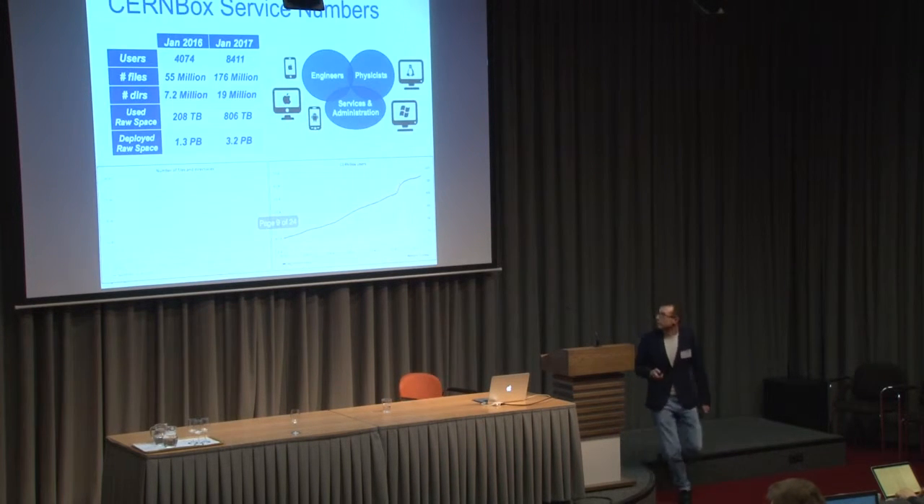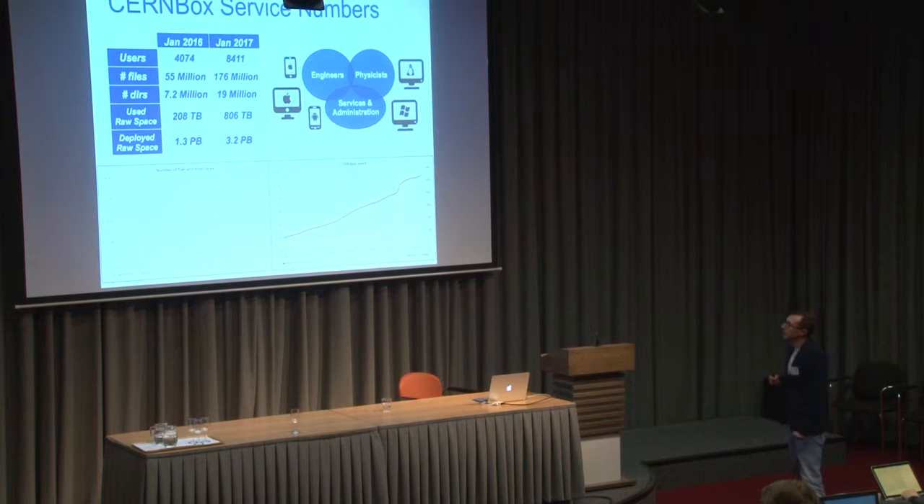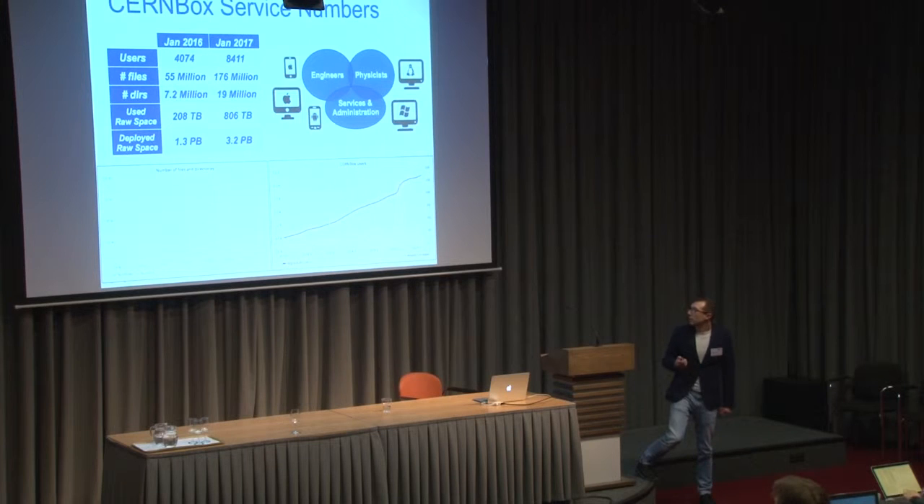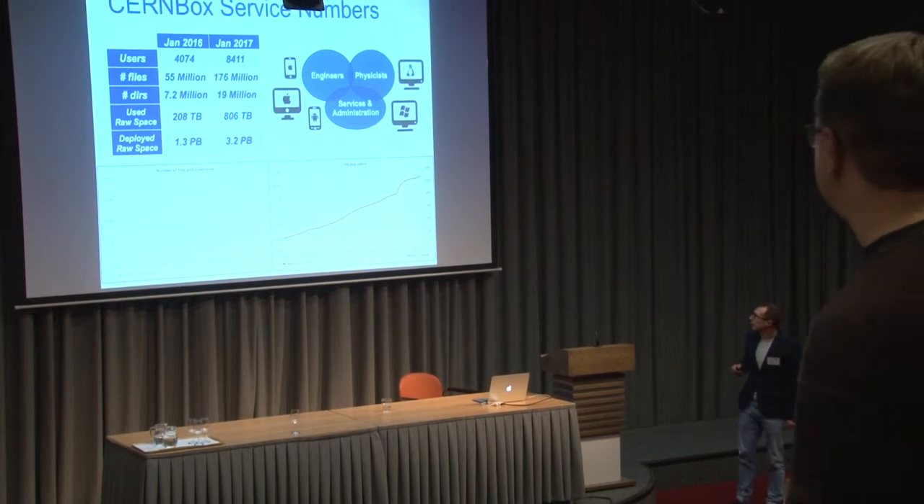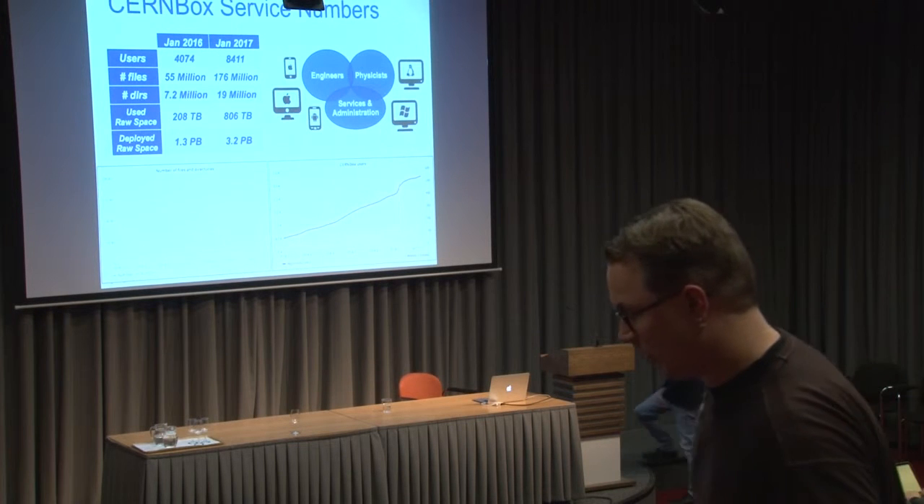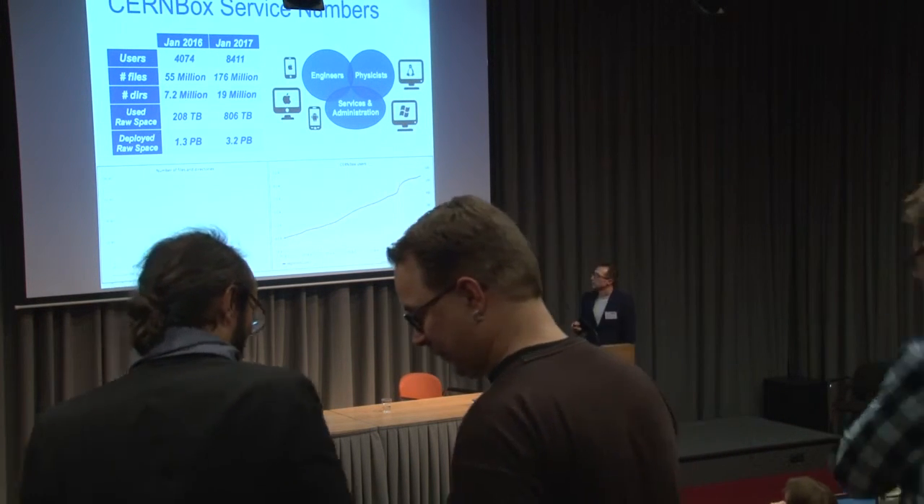So our community. Last year, when we presented, we had 4,000 registered users on the system. Now we have 8,000 of them. The number of files drastically increased. The users just doubled, but you can see that the files are more than 3 times more. We now have 175 million files only for our user community, not counting all the experiment data, which are many more millions of files.